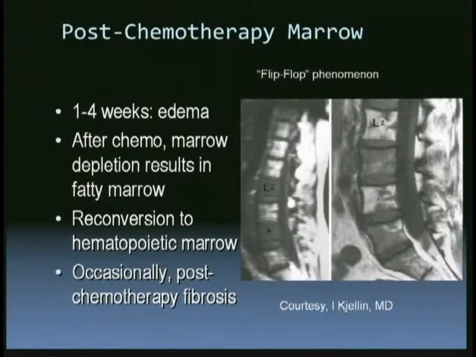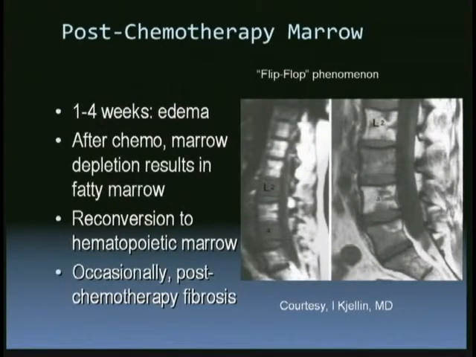Post-chemotherapy, the marrow can also demonstrate changes. As in radiation therapy, in the first few weeks you can have edema in the bone followed by some fatty marrow replacement. So in this example here you have L2 and L4, which were abnormal before treatment, and following treatment developed that fatty marrow, which is a good sign.